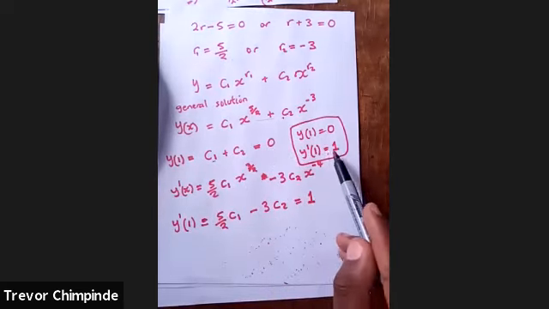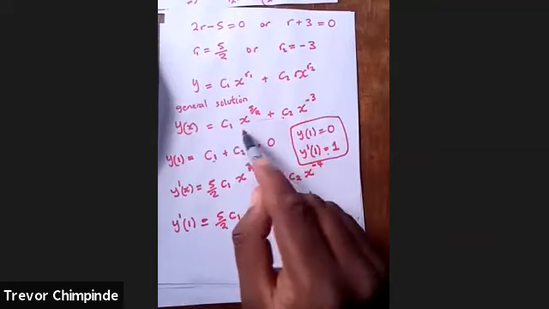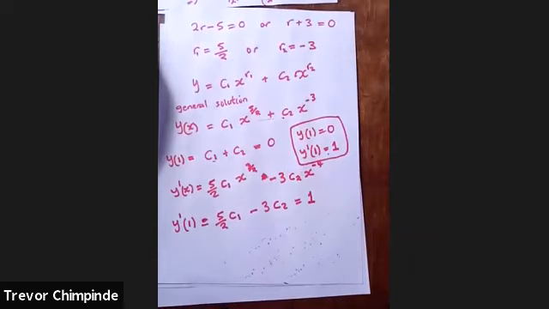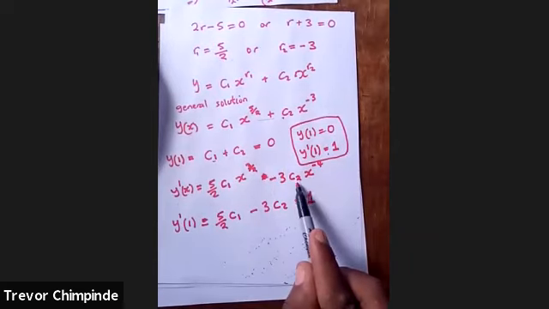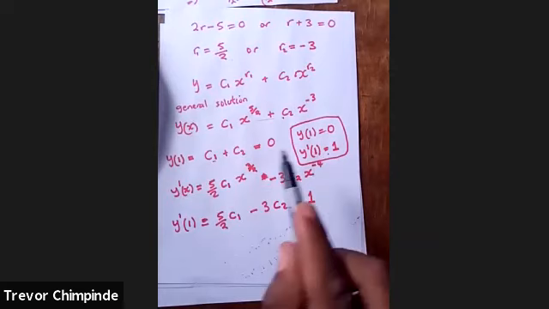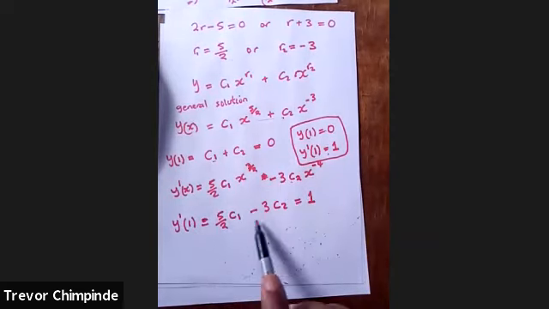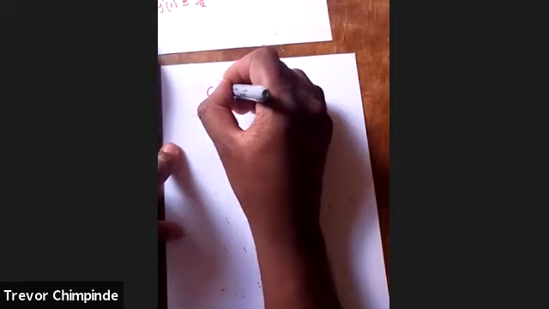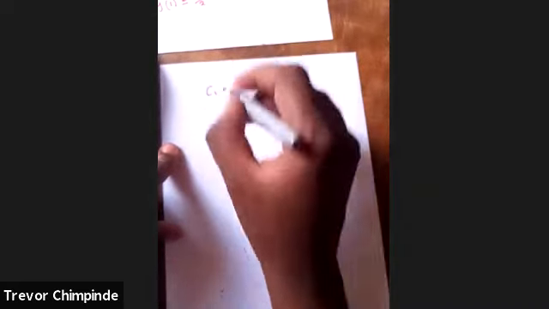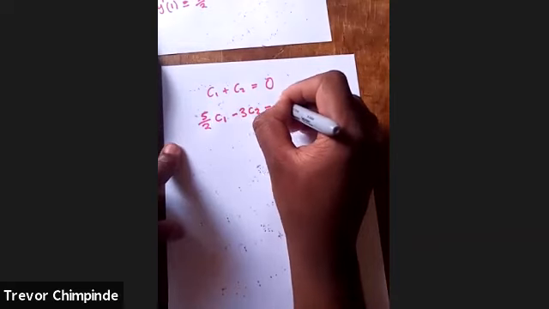For this one, you have to find the first derivative. So we found the first derivative by the usual dropping the exponents, then subtracting by 1. So this is what we got. Once we get the first derivative, we plug in 1, and this is what we got. So we end up with two equations: C1 plus C2 is equal to 0, and then we have 5 over 2 C1 minus 3 C2 is equal to 1.